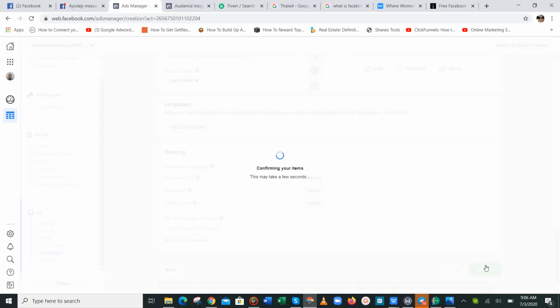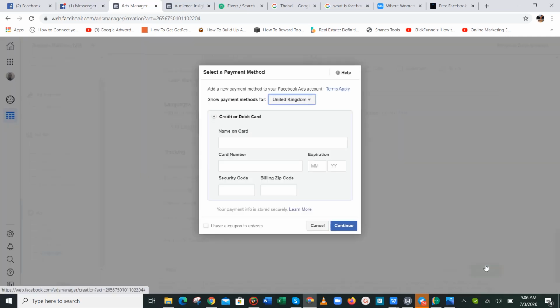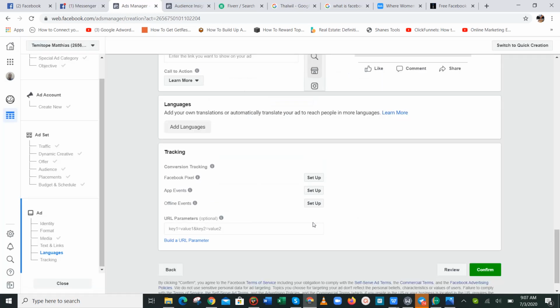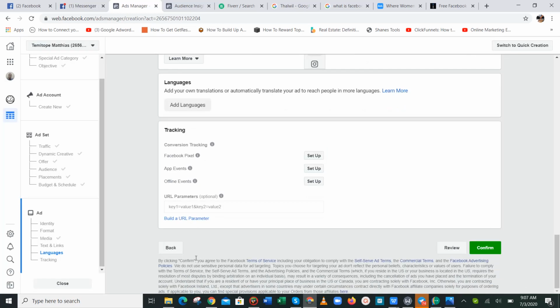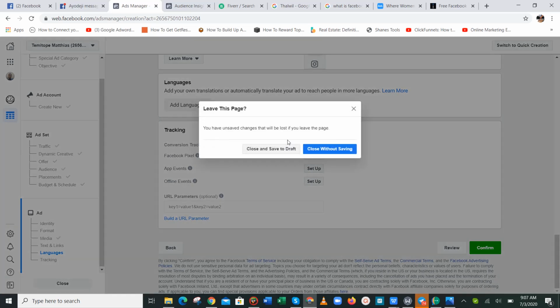So click on confirm. So everything is set now. You can see all what we've been doing. Now it's telling me to add my card details, because I haven't added it in the payment, in the billing section in our business manager. If I had, it wouldn't ask me. It would just start launching. Because I haven't, that's the reason why it's asking me.